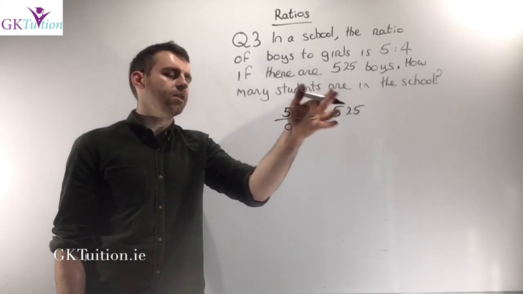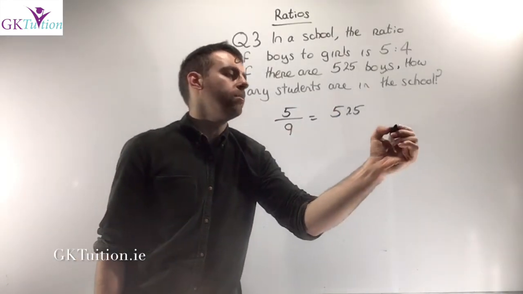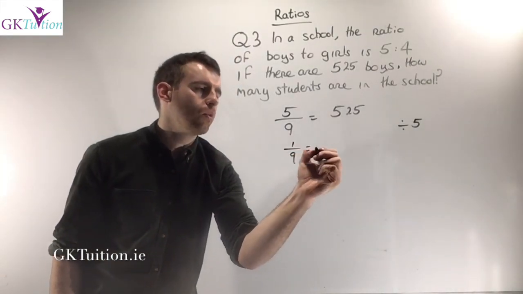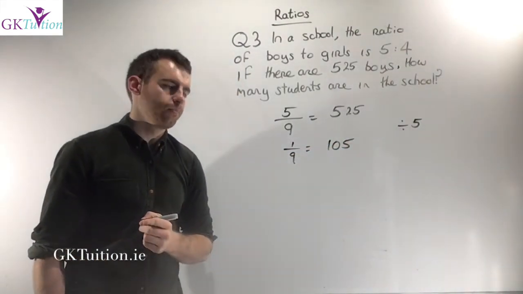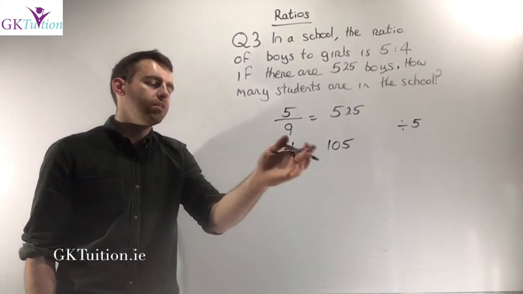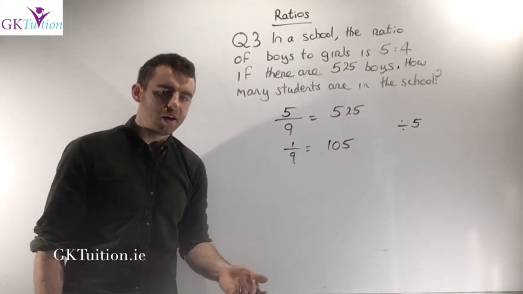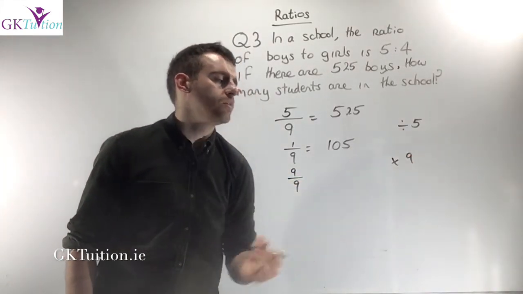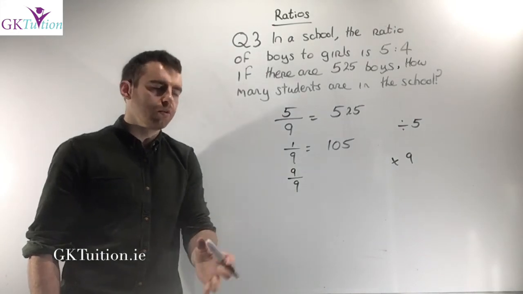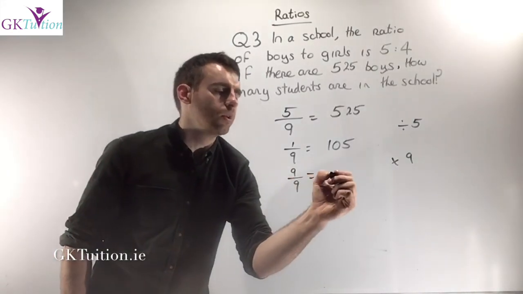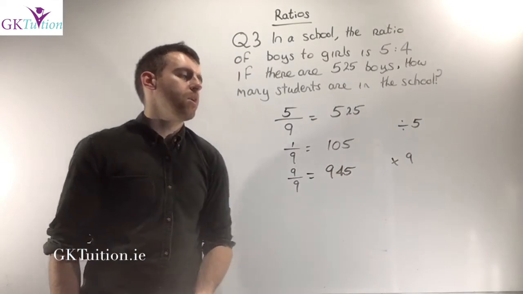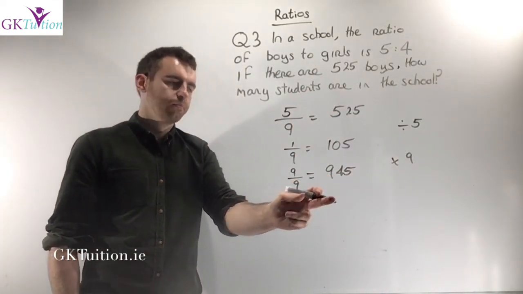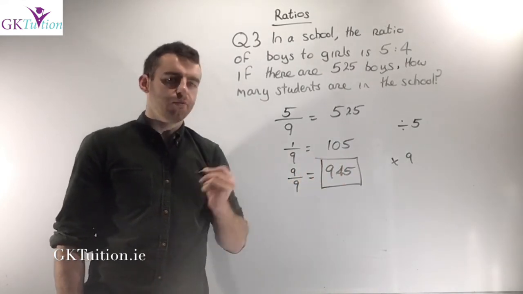5/9 of the population is 525. So what I would do next is I would divide both sides by 5. That would tell me that 1/9 of the total population is 105. And what I would do then, if I know 1/9 is 105, obviously I want to get 9/9, so I want to multiply both sides by 9. If you multiply both sides by 9, you could say that 9/9, or in other words, the total population of this school is 945. So essentially what you needed to do is take this figure, divide it by 5 and multiply it by 9. So your final answer for that one is 945.